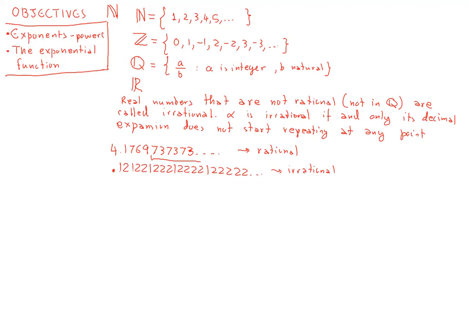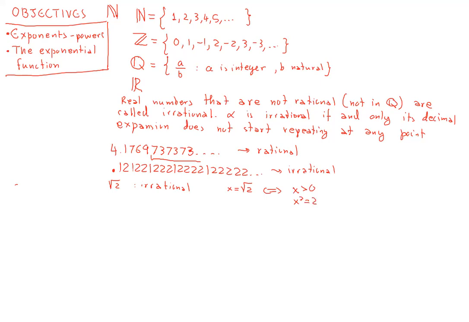Now, also I should say at this point that maybe the most famous irrational number is the square root of 2. So this is an irrational number. What is the square root of 2? x is equal to square root of 2 if and only if x is greater than 0 and x squared is equal to 2. So that's what we mean by the square root of 2.